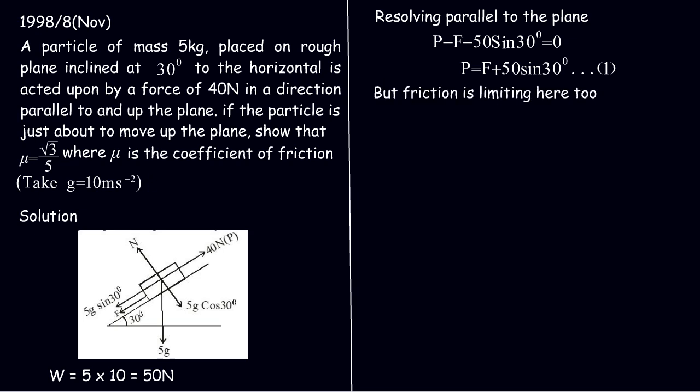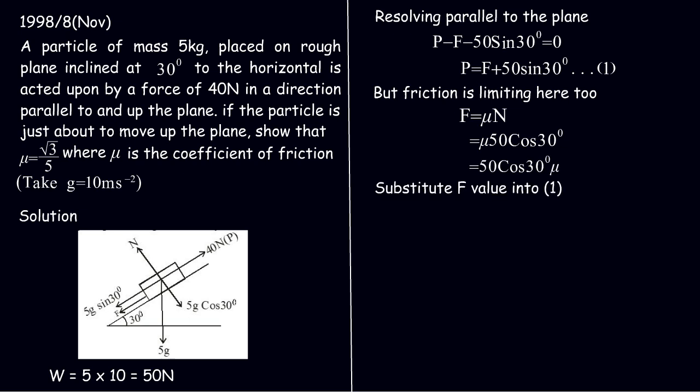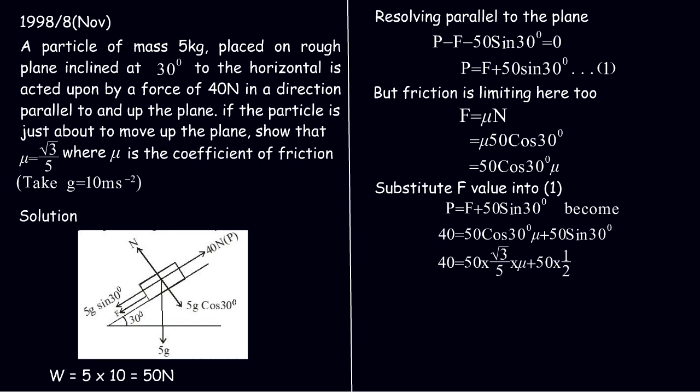But friction is limiting here too, so our frictional force will be equal to mu R, or mu N, which will be equal to mu 50 cos 30. We can rearrange it to become 50 cos 30 mu. Now substituting the F value into equation 1, P equals F plus 50 sin 30, becomes 40 equals 50 cos 30 mu plus 50 sin 30, which simplifies to 40 equals 50 times root 3 over 2 times mu plus 50 times 1 over 2.